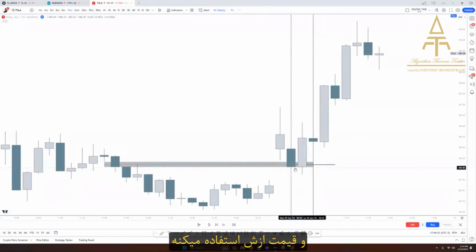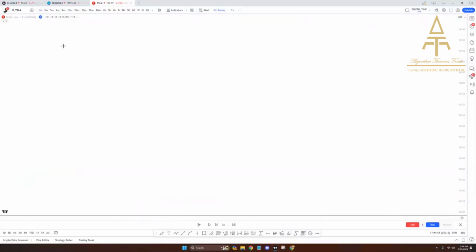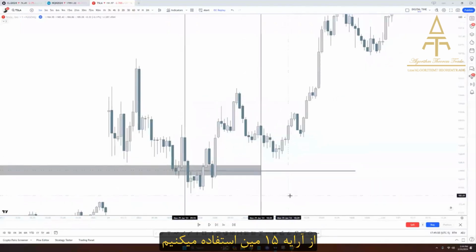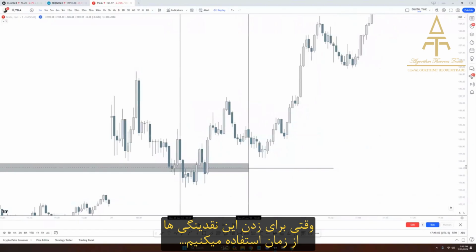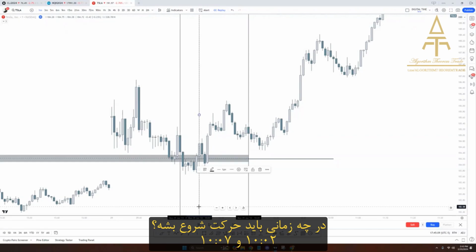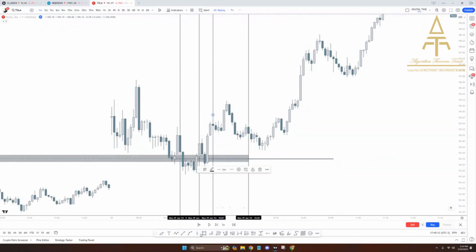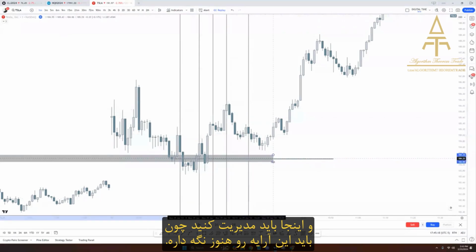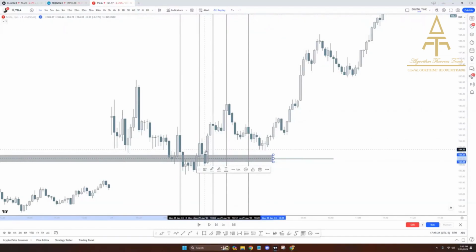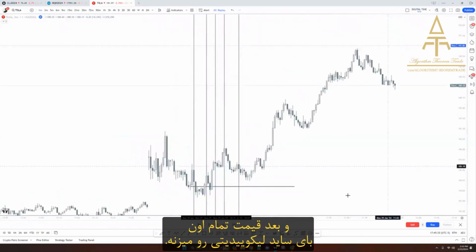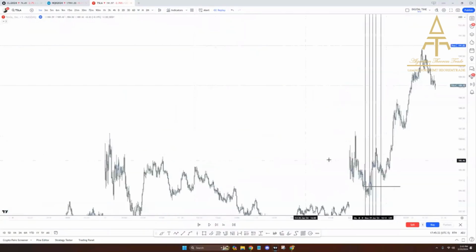Price is using that inversion. Go back to the 1 minute. That's the PD array that we're going to be using for the 15-minute time frame. And when we include time in this low resistance liquidity forms right here, what time do we expect a move to occur? 10:02, 10:07, 10:12. 10:12, you see that reversal. At this point, you need to be managing your trade. Needs to hold this bullish PD array, this BISI right here, if you want to see continuation. And then price expands and takes out all that engineered buy side.